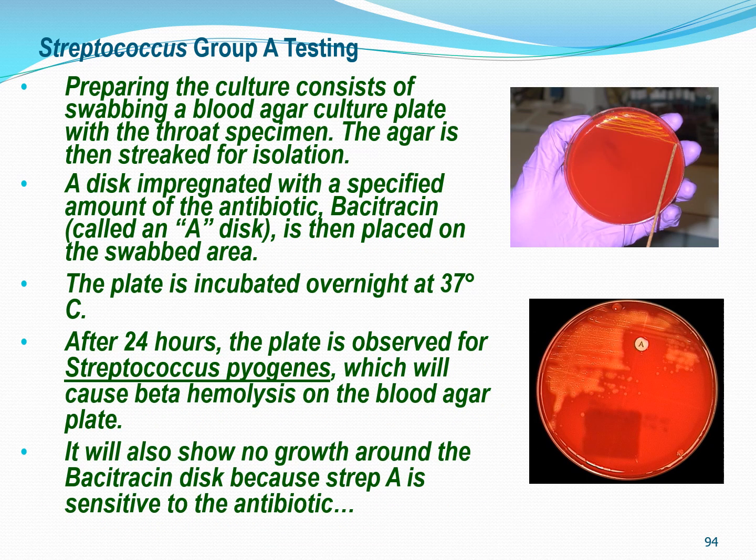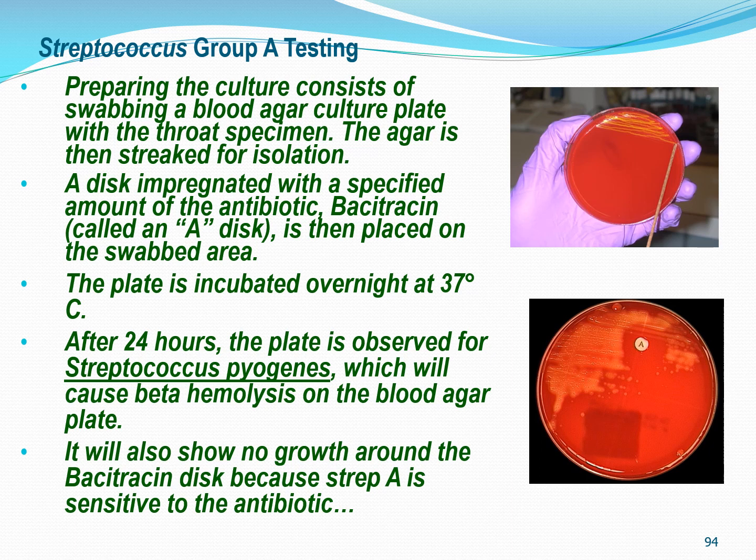Preparing the culture consists of swabbing a blood agar culture plate with the throat specimen. The agar is then streaked for isolation, as you see in that top portion, and I talked about this in class. You swab the swab onto the blood agar plate. Then you take your loop and take an amount of that swabbed area with the specimen, and you start pulling it out to try to isolate down to one colony.